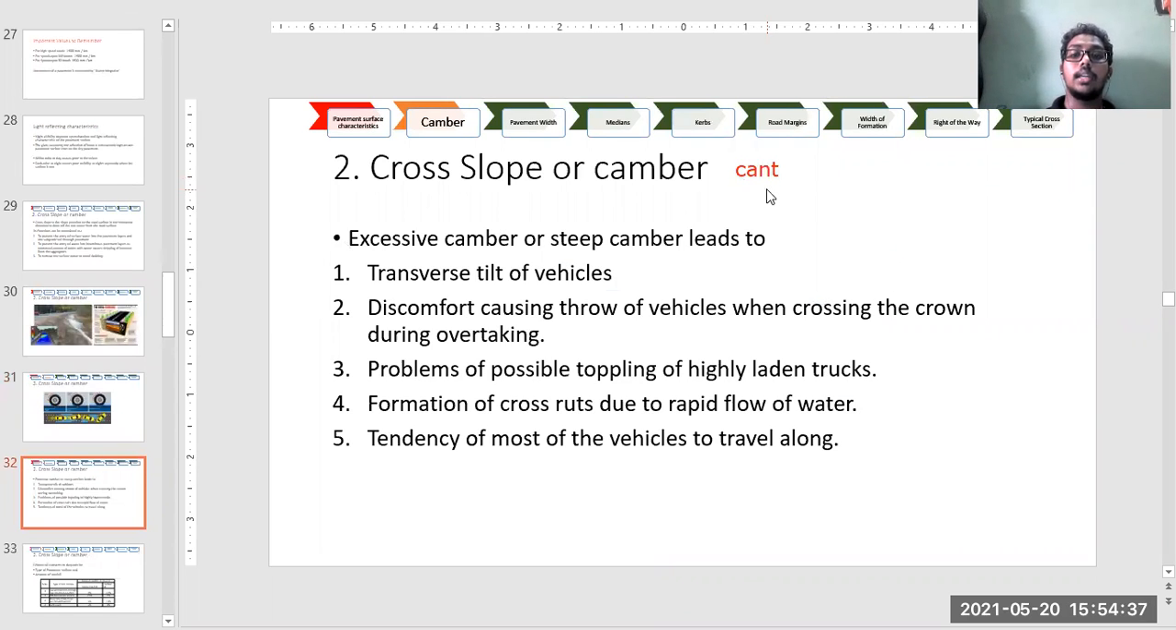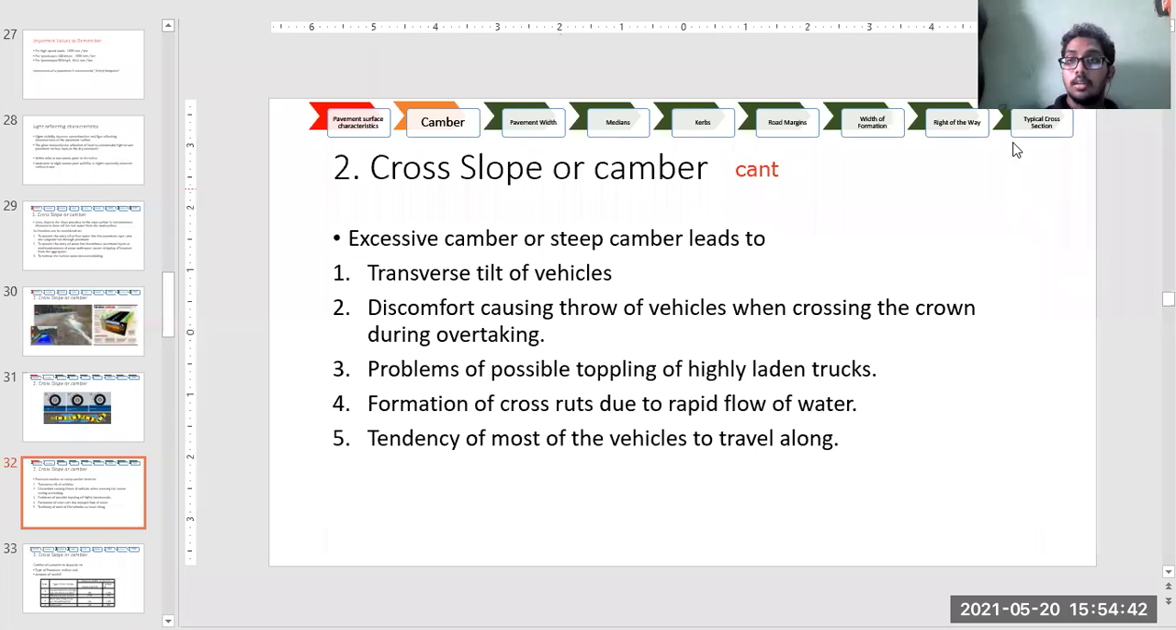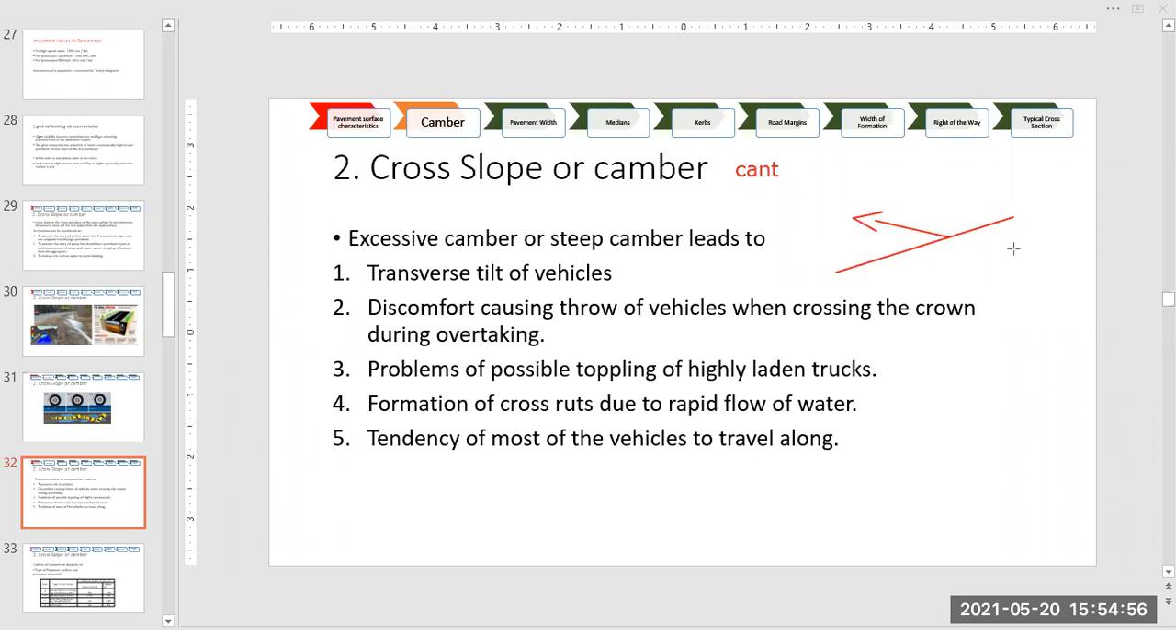We see that in providing the camber also, we should be very alert, because it might lead to the tilting of vehicles. When we give more slope, what happens? The vehicles might topple from the pavement. Yes or no? Similarly, some high-wheeled vehicles, say heavy laden trucks, in some of the regions. Those are called heavy laden trucks.